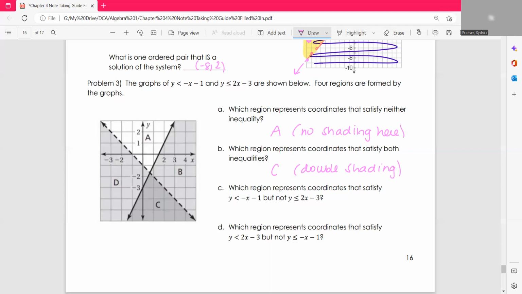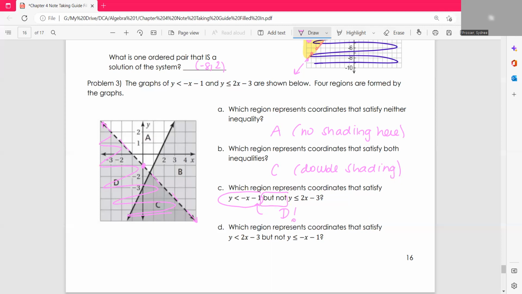Which region represents coordinates that satisfy y is less than -x minus 1, but not y is less than or equal to 2x minus 3? So we've got to figure out which line is this. Y is less than -x minus 1. I use my y-intercept, always is -1. So this is our line, this dotted one. And it says is less than. So less than is region over here. So that's going to be region D. It's not C because it says but not the other one. C would be the other region.